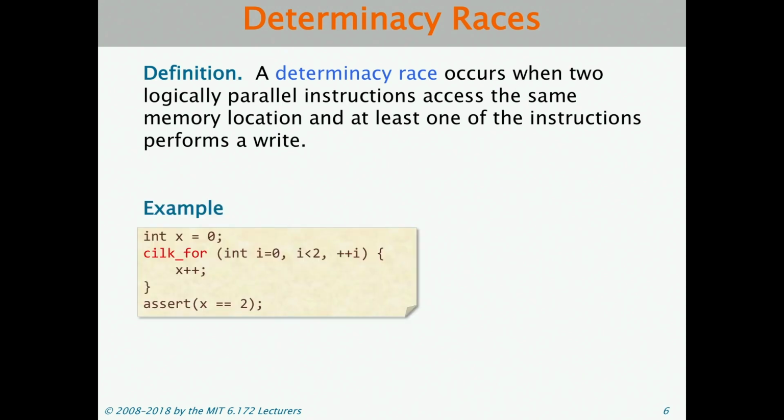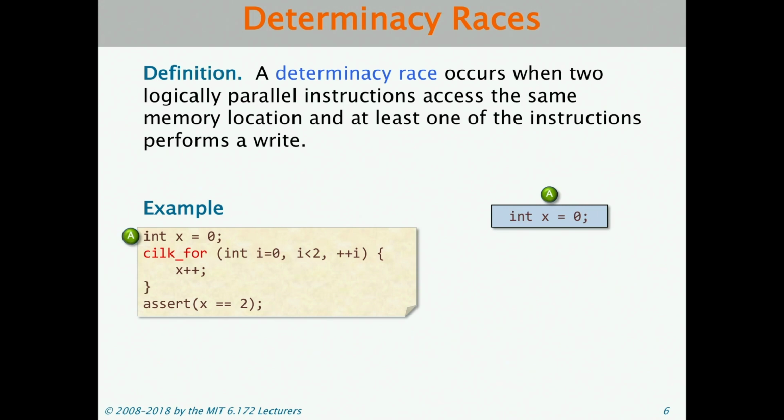In this code, I'm first setting x equal to 0, and then I have a Cilk for loop with 2 iterations. Each of the 2 iterations increments this variable x. And then at the end, I'm going to assert that x is equal to 2. There's actually a race in this program. In order to understand where the race occurs, let's look at the execution graph.